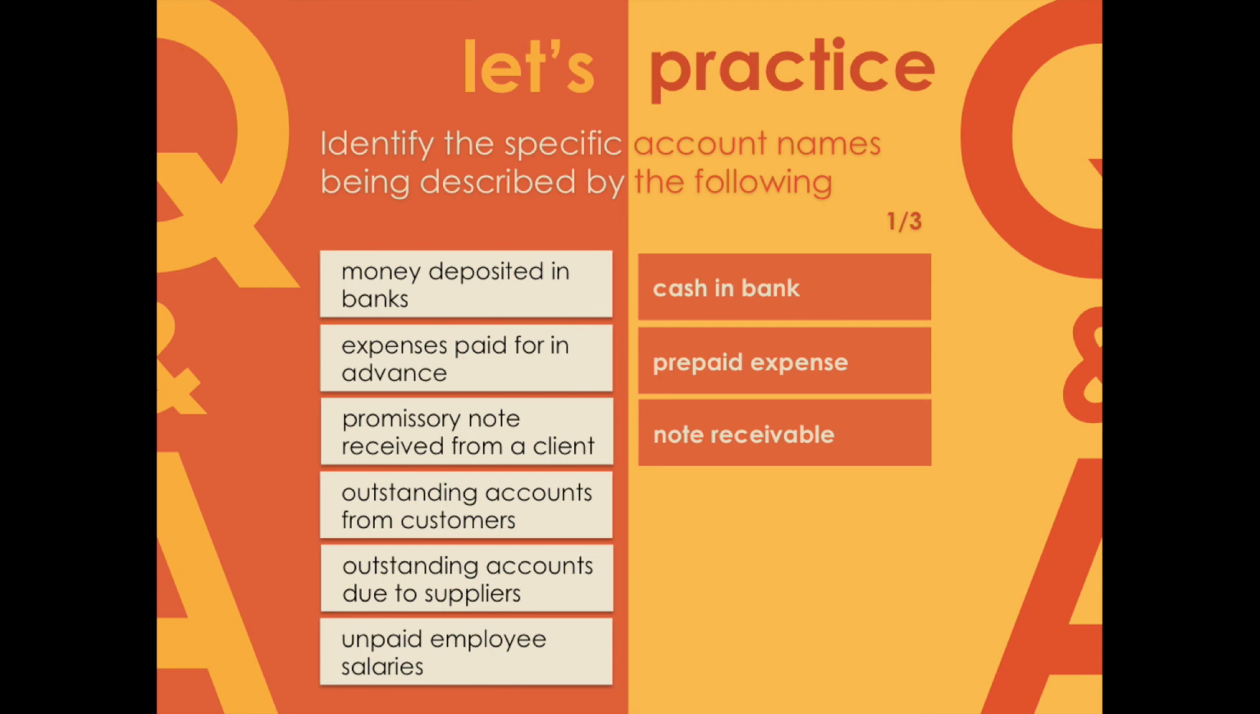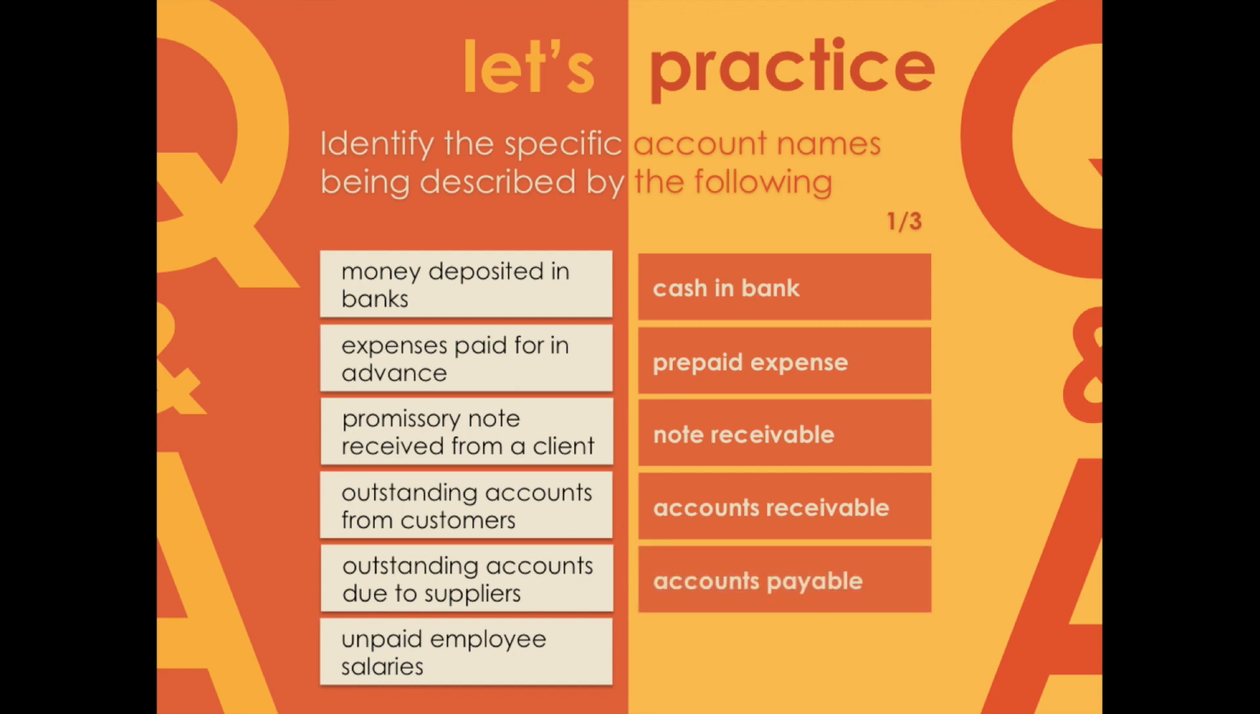4. Outstanding accounts from customers. Outstanding accounts mean unpaid balances, so this is something that we are supposed to collect from the customers in the future. So the correct answer is accounts receivable. 5. Outstanding accounts due to suppliers. This is very easy, so it's similar to the previous item, and this pertains to unpaid balances to our suppliers. So the correct answer is accounts payable.